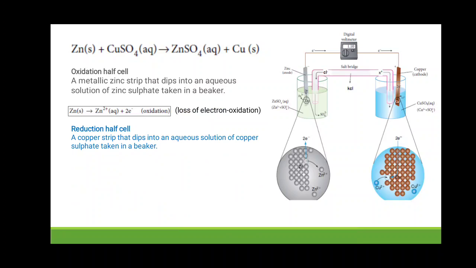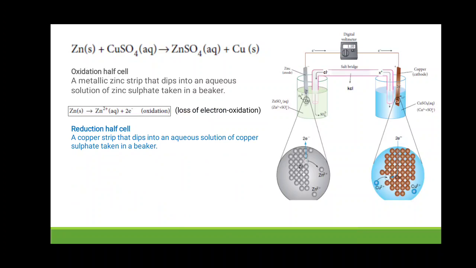Now the oxidation half cell: when the zinc rod or zinc strip is dipped in an aqueous solution of zinc sulfate, oxidation occurs. Zinc turns to Zn2+ and 2 electrons are released. So, loss of electrons is why we call it oxidation.